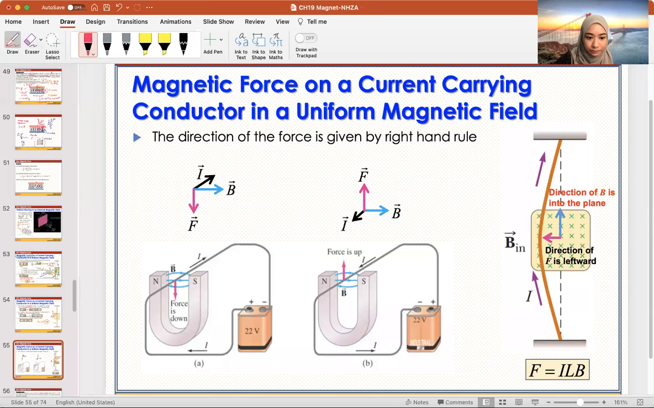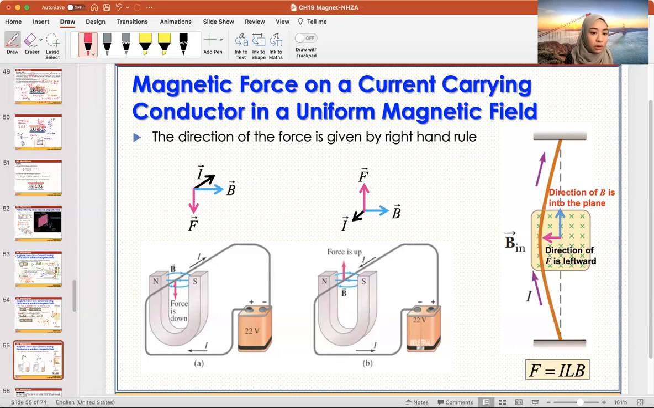And with that said, I have B. B goes from left to right. So my middle finger goes to the right. Mine is reversed from yours, my middle finger goes from left to right. My current goes into the page. My force is going down. As you can see, my thumb, I don't know if you can see it, my thumb is going down.